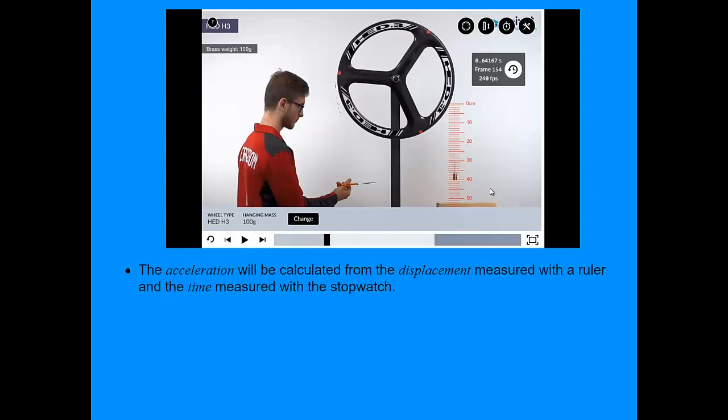Once we have that, we can use the displacement, the 40 centimeters or 0.40 meters, and the stopwatch time. We can use that to calculate the acceleration of the masses, the acceleration of the falling masses here.